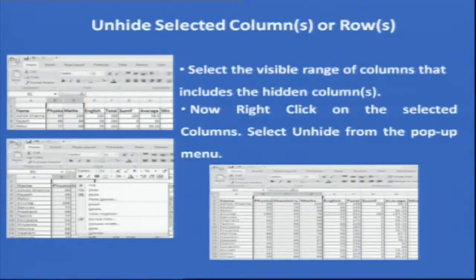Here, what you can see in the first window is that column header A is visible, B is visible, then D is visible. It means that column C is hidden there. So they have selected column B and column D, right clicked and chosen the option unhide. Once they have done that, on the bottom screenshot you can see that column C is also visible. So columns B, C, D are all visible once they have chosen the option unhide.